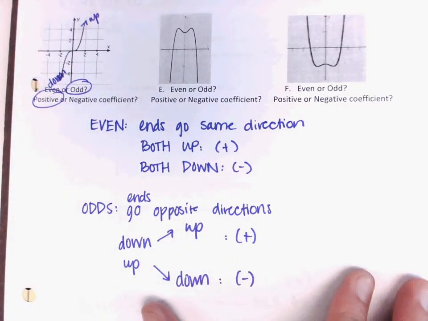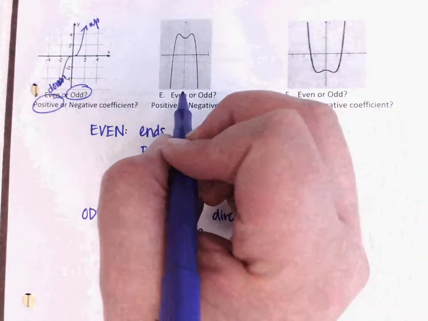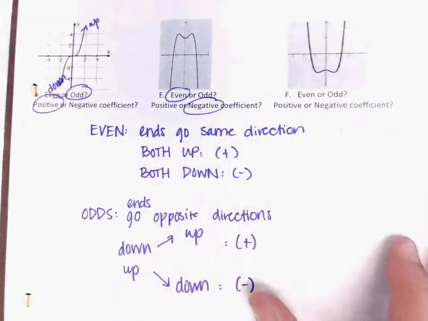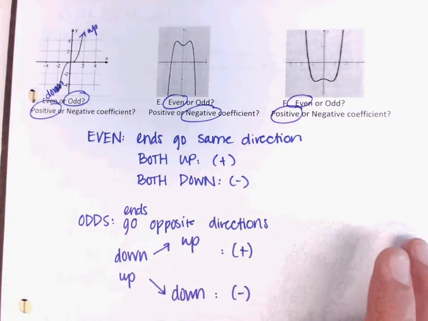Okay, look at the one right next to it. Even or odd here? Bottom row, middle. Even, positive or negative? Next one right next to it? Even, positive. Okay, last one we'll do together.